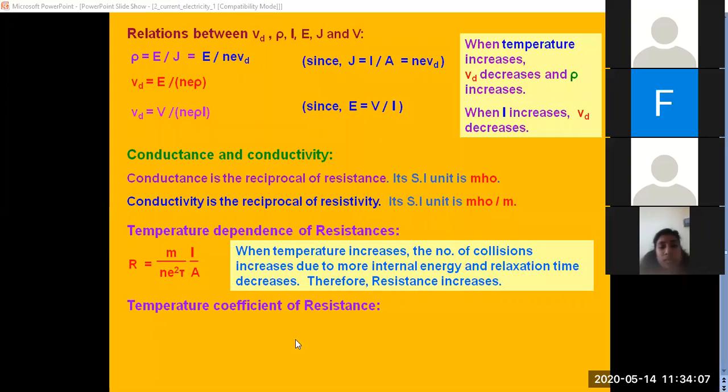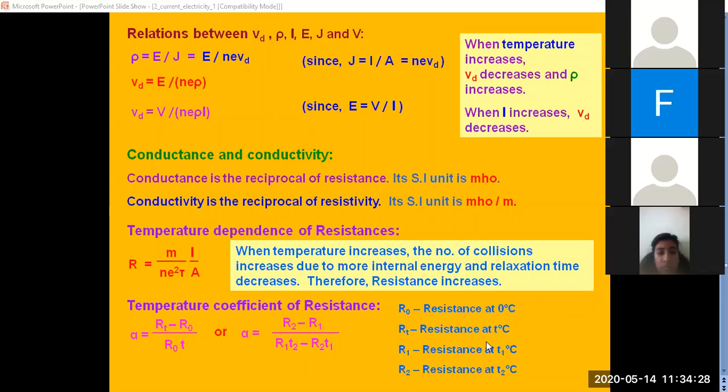Now, keeping this in mind, you can learn what the temperature coefficient is. That is alpha equals (R_T minus R_0) divided by R_0 into T. R_0 is resistance at 0 degrees, R_T is resistance at temperature T. You can use this formula or you can use this formula. R_0 is resistance at 0 degrees, R_T is resistance at T degrees. So if you have two values, R1 and R2, instead of 0 degrees, we can use this formula. So this is your coefficient. So if R2 is lesser than R1, then alpha will be negative. We have learned much now.